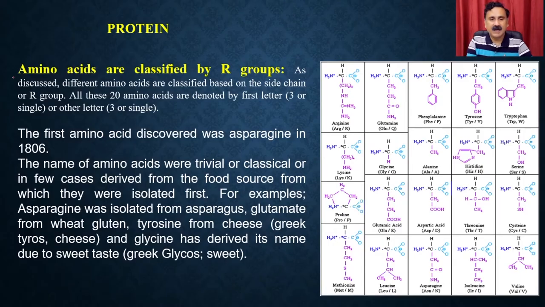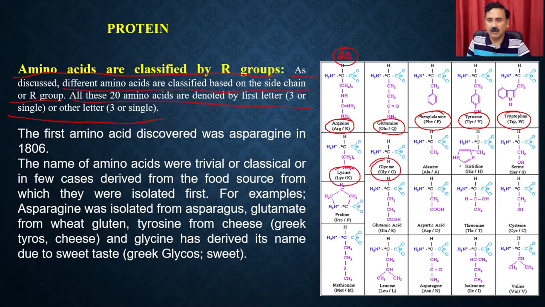So amino acids are classified by the R group. Different amino acids are classified based on the side chain or R group, and these 20 amino acids are denoted by a first letter or a three letter code. These are a few amino acids that you see here. So we have 20 different types of amino acid depending upon the side chains. For example, we have arginine, glutamine, phenylalanine, tyrosine, tryptophan, and so on. We have lysine, glycine, and all that, right?